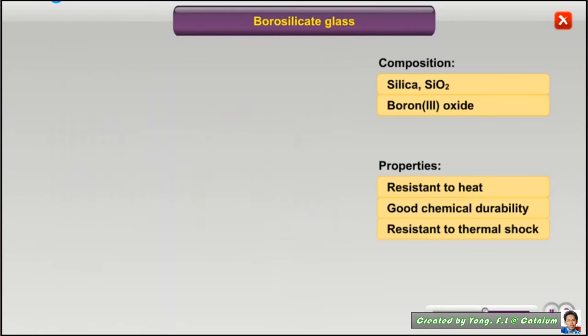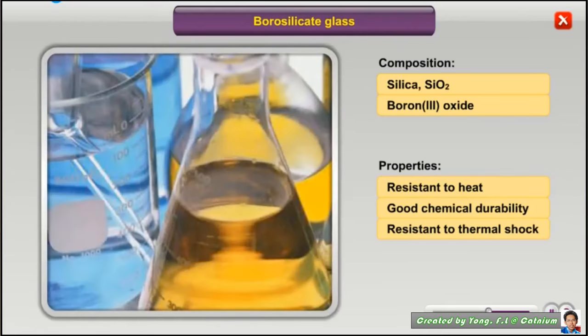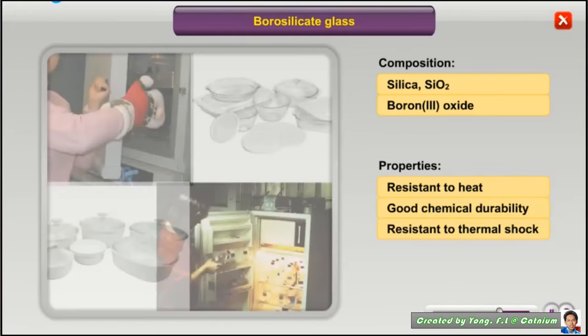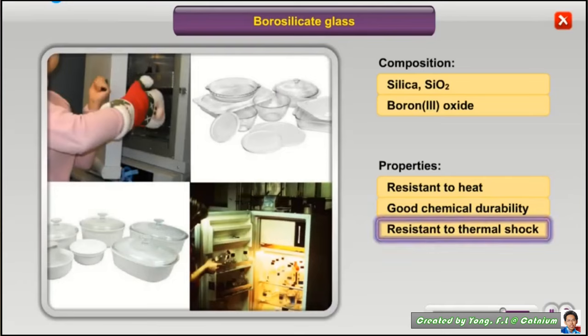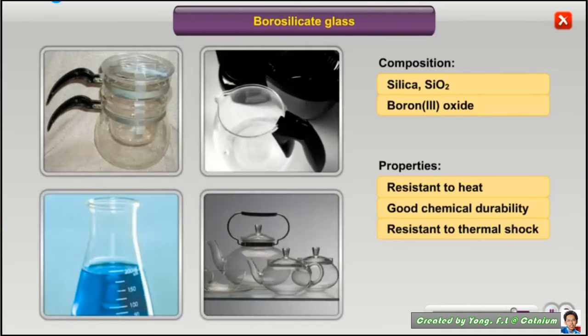This type of glass has a relatively low alkali content compared to soda-lime glass. It also has a good chemical durability. Its greater thermal shock resistance makes it suitable for domestic kitchens. Borosilicate glass is also used in the laboratories due to its accuracy and durability in temperature-related experiments.